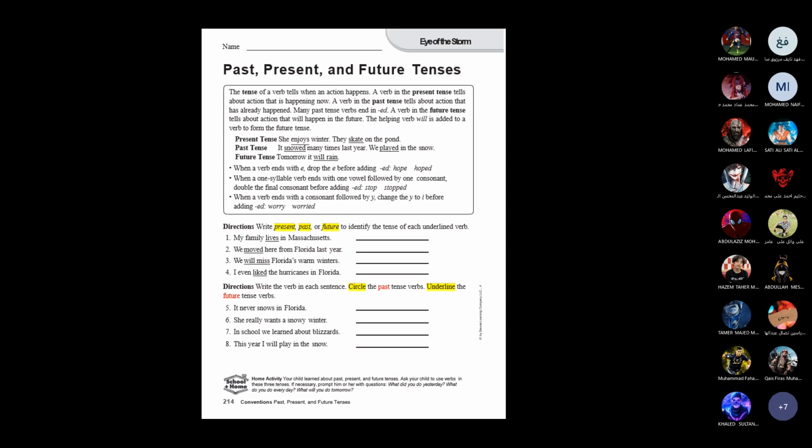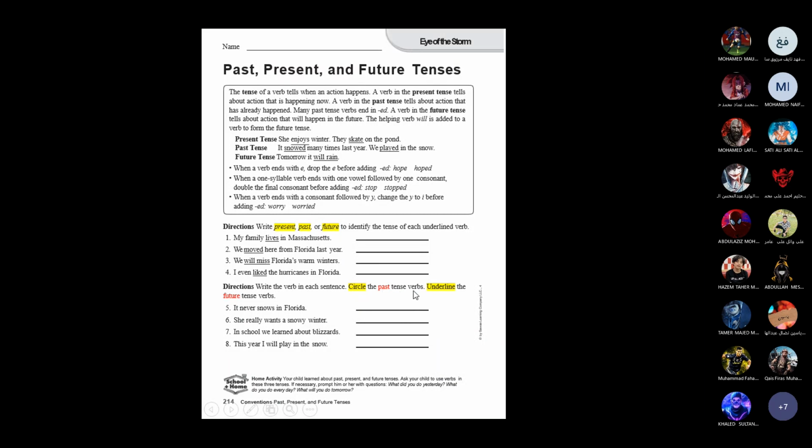Abdulaziz. No, ya Abdulaziz, this is wrong. You have to write the verb here for the second question. For example, you circled snows, so write snows here. Write the verb in each sentence. You have to write it. Write snows. Then check: is snows past, present, or future?